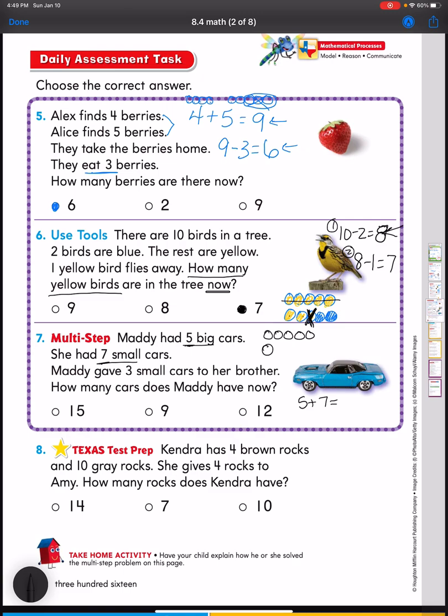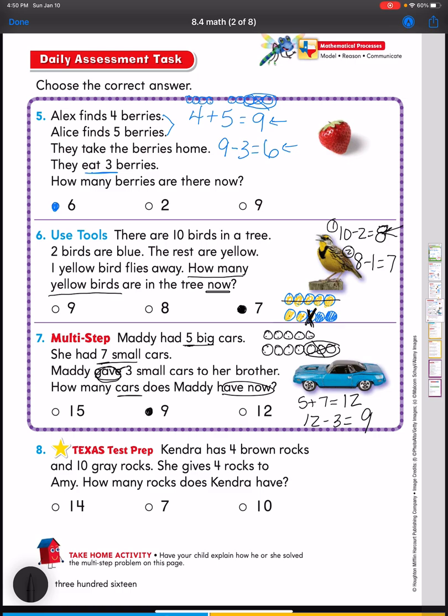Here's 5. Here's 7. Okay, so what does she start out with? 7, 8, 9, 10, 11, 12. She starts out with 12 cars. She gave, that's a subtraction word, 3 small cars to her brother. We're subtracting them out. She had 12. She gave 3 to her brother. How many cars does Maddie have now? We can count. So 5, 6, 7, 8, 9. She has 9 cars now.